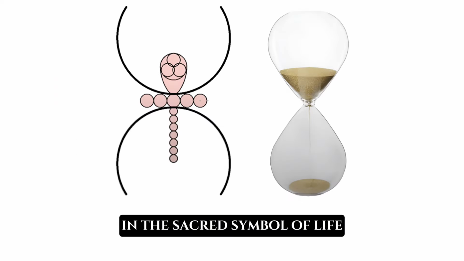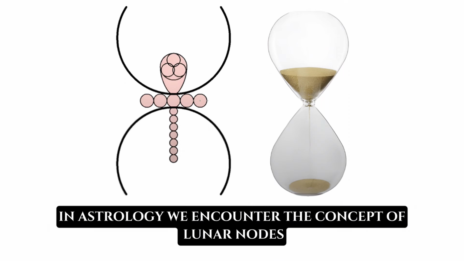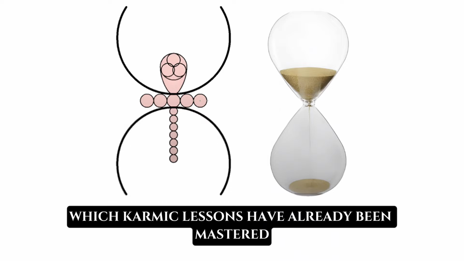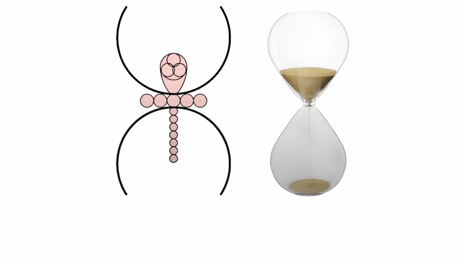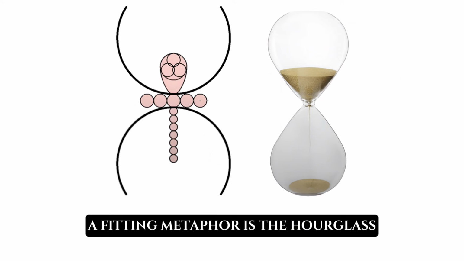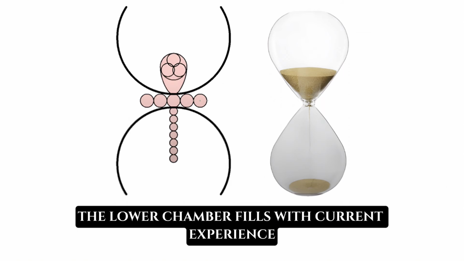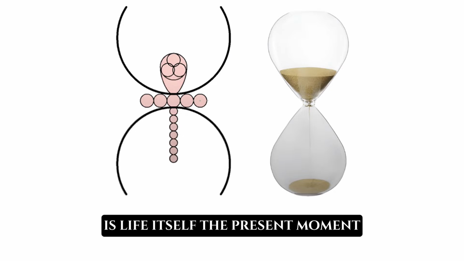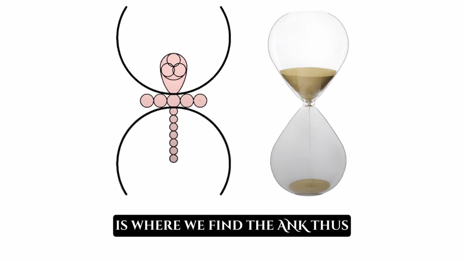In the sacred symbol of life, the unmanifest and manifest worlds are represented as two semicircles. In astrology, we encounter the concept of lunar nodes, the dragon's head and tail. These 2 points symbolize which karmic lessons have already been mastered and which ones must be addressed in this lifetime. A fitting metaphor is the hourglass. The upper chamber holds past experience, the lower chamber fills with current experience, and the narrow center, that thin passage, is life itself, the present moment. In the symbol of life, this central moment is where we find the Ankh.